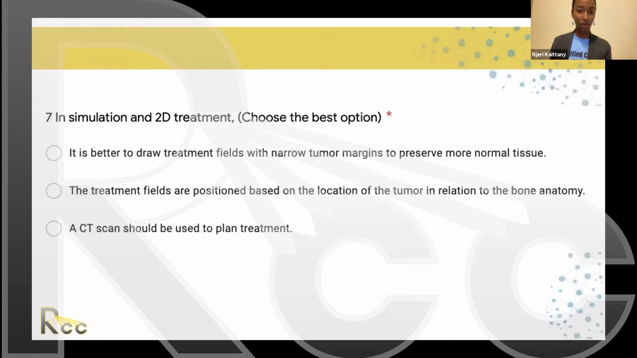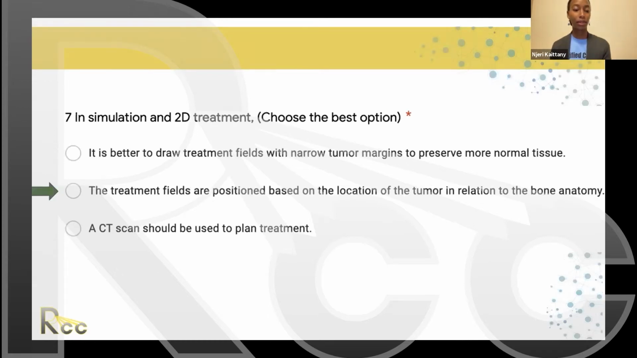In simulation in 2D, choose the best option. Is it better to draw treatment fields with a narrow tumor margin to preserve more normal tissues? Treatment fields are positioned based on the location of the tumor in relation to normal tissue. And a CT scan should be used to plan treatment. I'll give you a couple of seconds there to look at that. Okay, next for the answer.